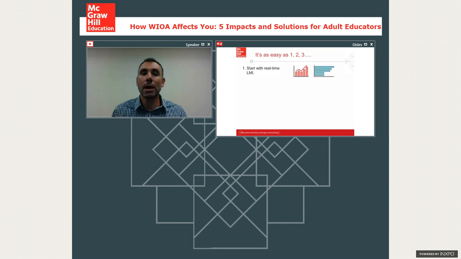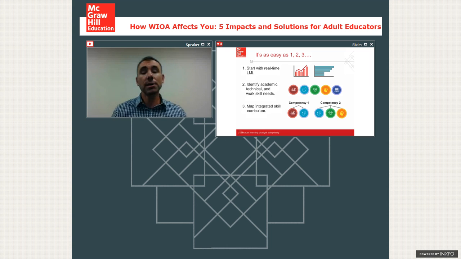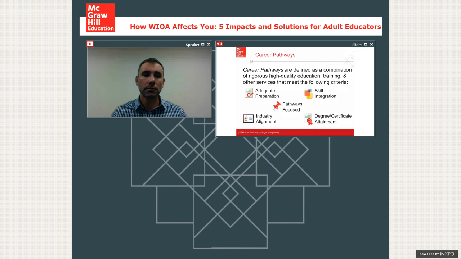First, you start with real-time labor market information. Understand what the skills are that are needed in order for jobs within your area, and use that data to identify the specific skills within those various areas we looked at earlier. From that, map an integrated skill curriculum. Now, this is obviously easier said than done, but what I'm going to talk about now are some of the tools that are available to you to help start down this road.